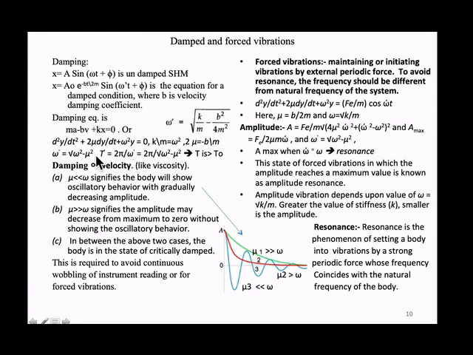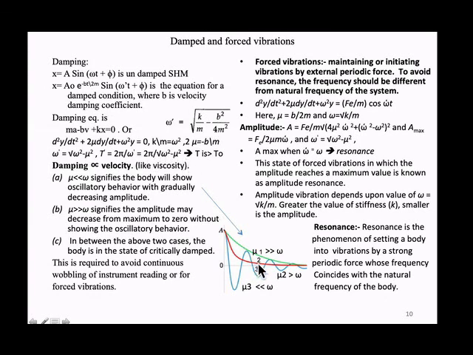So omega dash will be continuously reducing because of the damping provided. So 2 pi by omega dash is this. So T dash is greater than T because omega square minus mu square is smaller than omega square. That means it is taking more time.